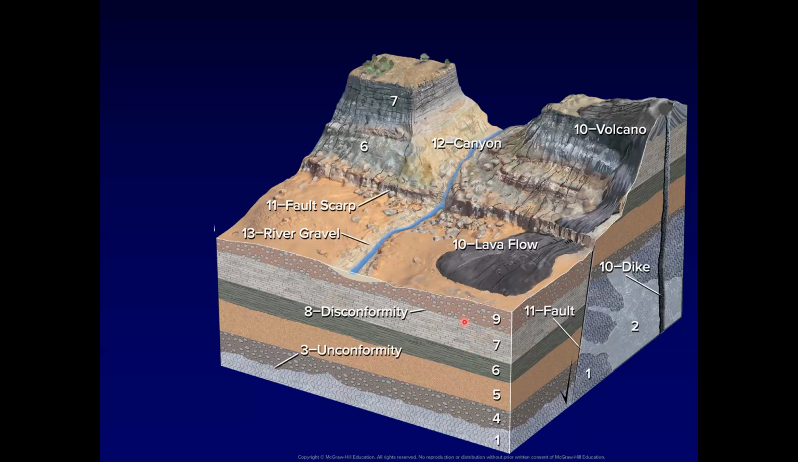Same with the seventh. After which we have a disconformity as 8. And then 9, we only see that right about here. The 10th event is a lava flow, volcanic eruption, or dike. So this all happened. All right. And after that, a fault was formed. Some sort of tectonic activity here caused all these rocks to be displaced. And it also formed a fault scarp on the land surface. Okay. After which, a river ran through it, formed a canyon, deposited river gravel as the last event that we see.